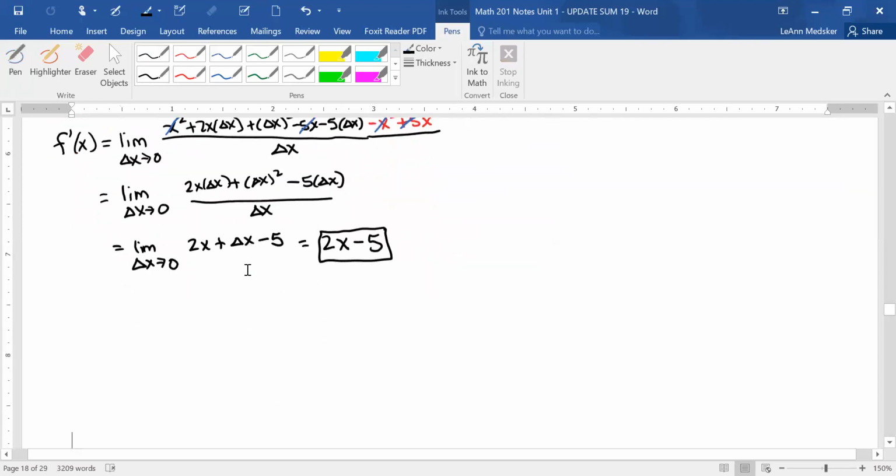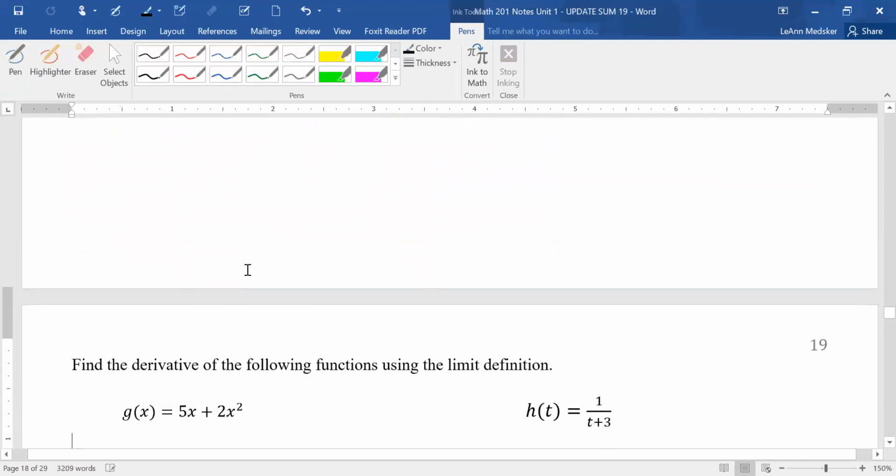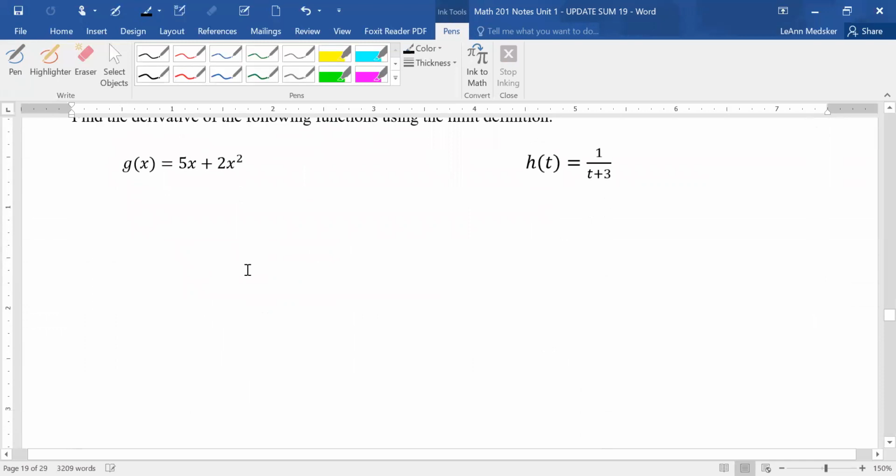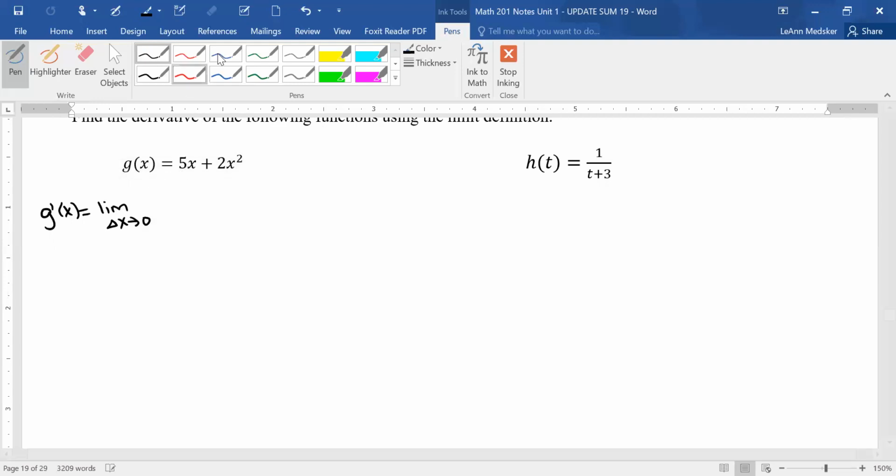Okay, so I wanted to do just a couple more, and then I will move on to the pre-videos for next week. So this is going to be g prime of x equals the limit as delta x goes to 0. And this time on top, we would have, I'm going to do this one in blue this time.